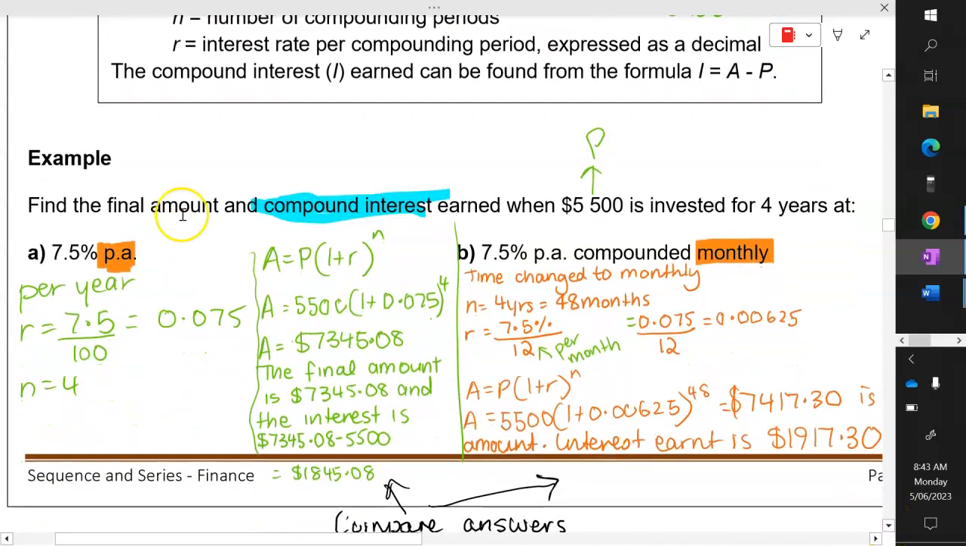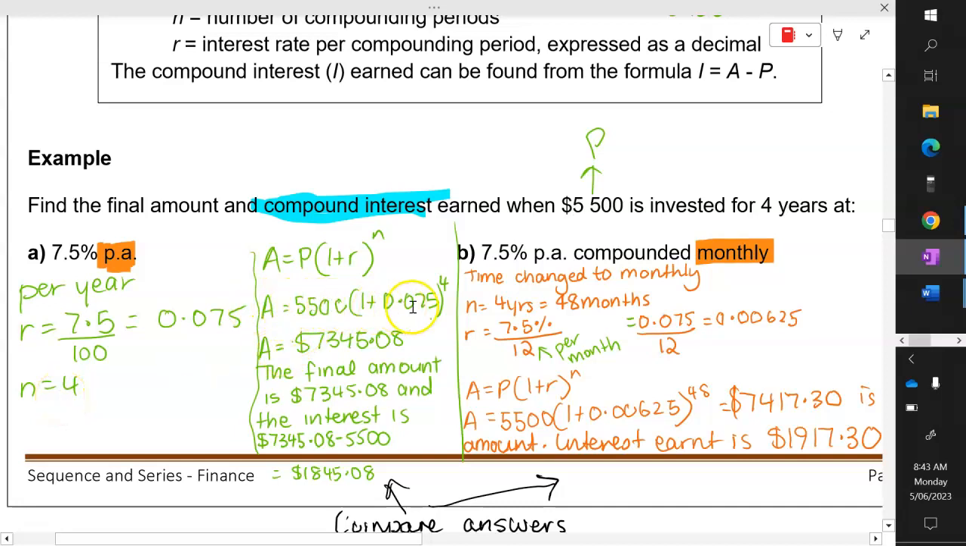Find the final amount and compound interest. So it's told us it's compound interest earned when $5,500 is invested for 4 years. And the first part is at 7.5%. So we know it's compound interest. So this is our formula here. We've got our principal of $5,500. We've got 4 years and 7.5% per annum. So this is in years and this is in years. So it's a fairly straightforward question. So 7.5% is 0.075, N is 4, and our P is 5,500.